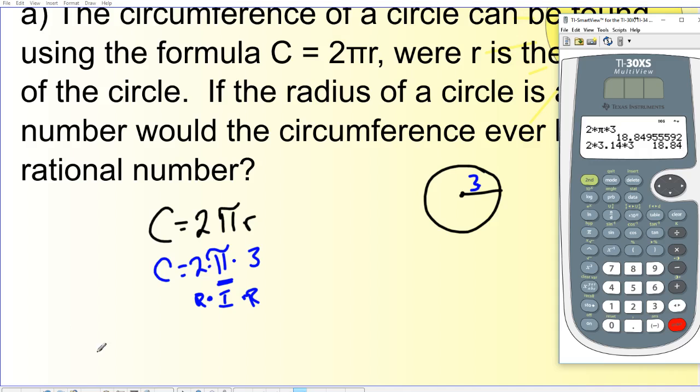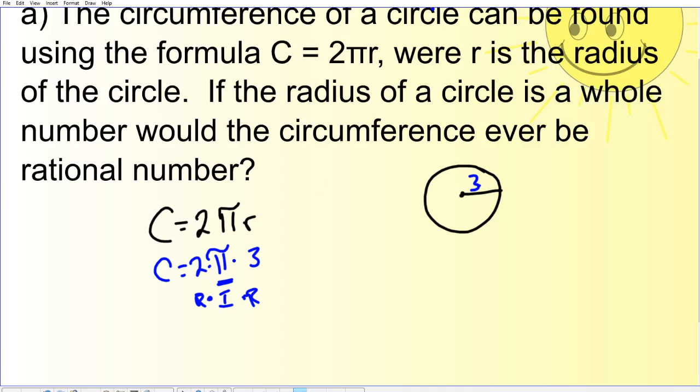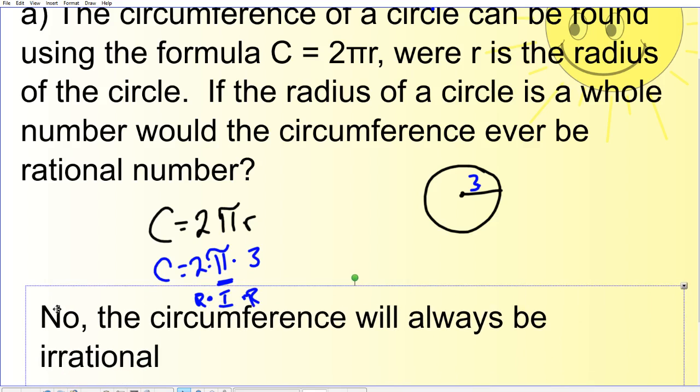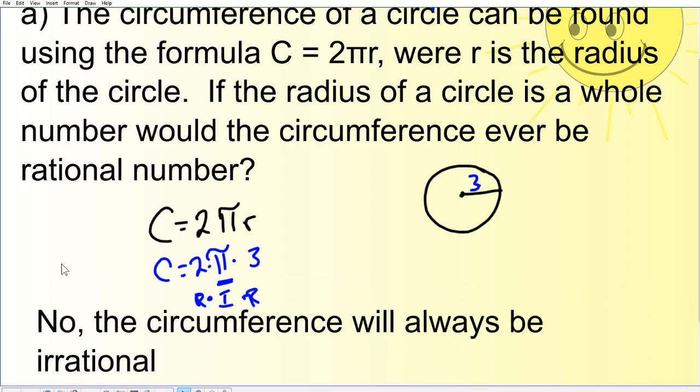Okay? So the answer here is, would your numbers ever be rational? The answer is no. The circumference will always be irrational. There we go. Now you can see it. No, the circumference will always be irrational because it's an irrational number times a rational number.